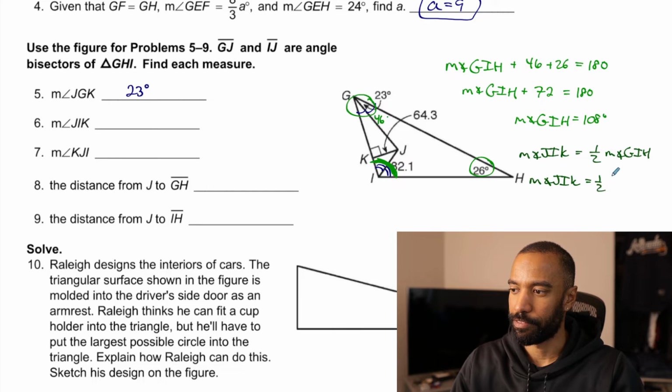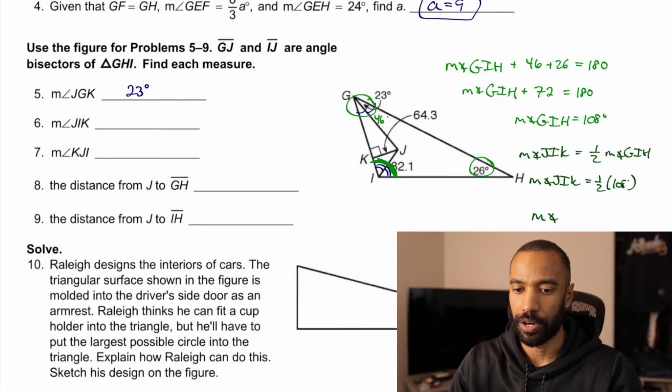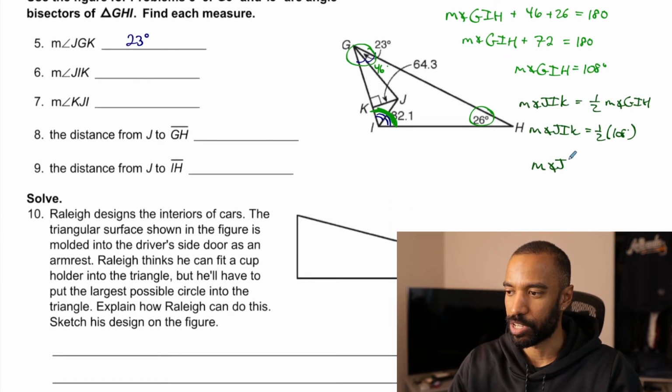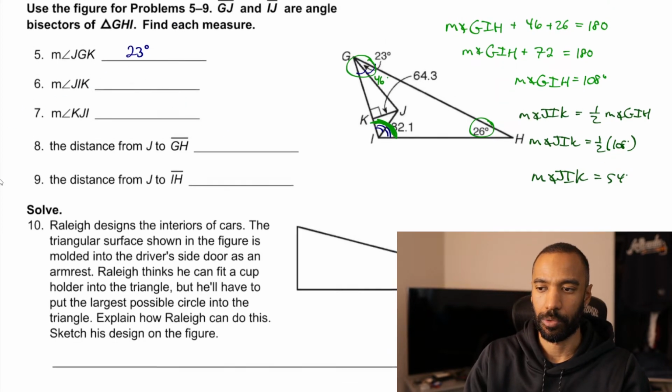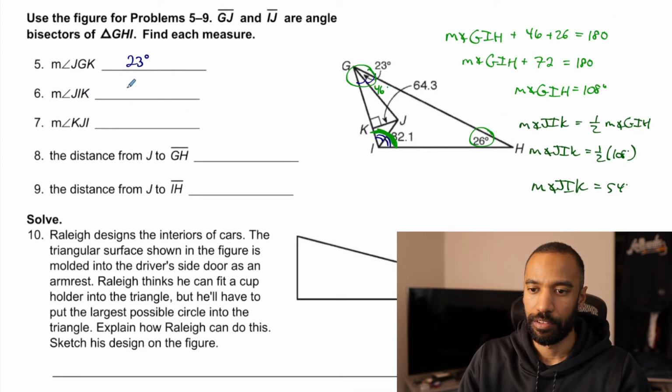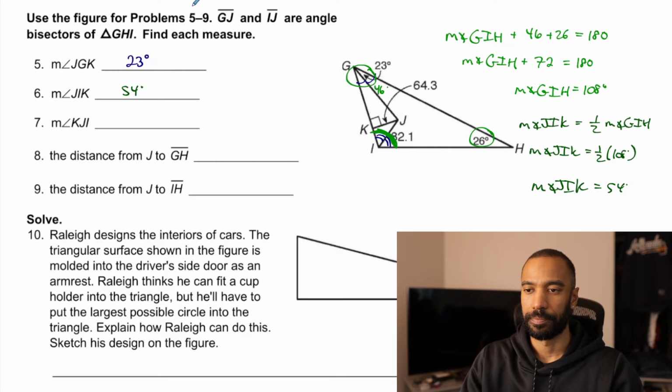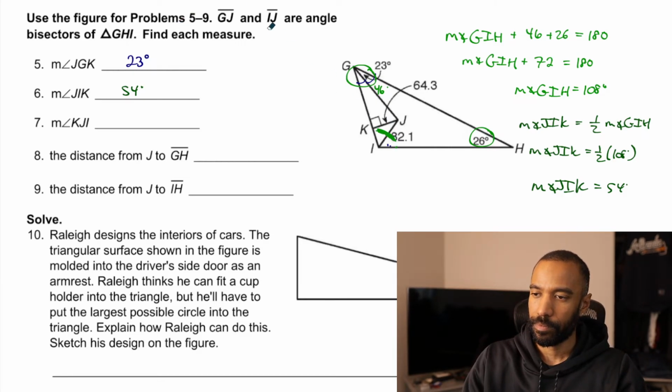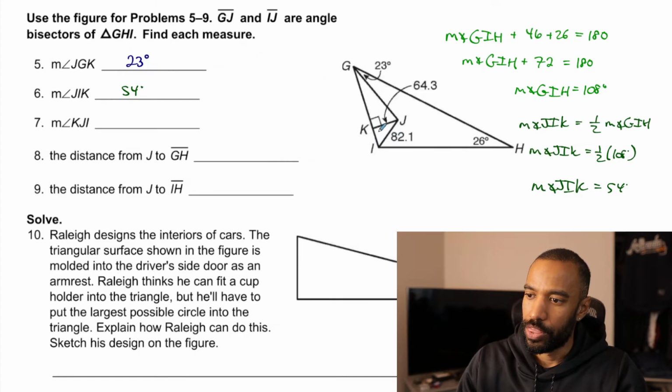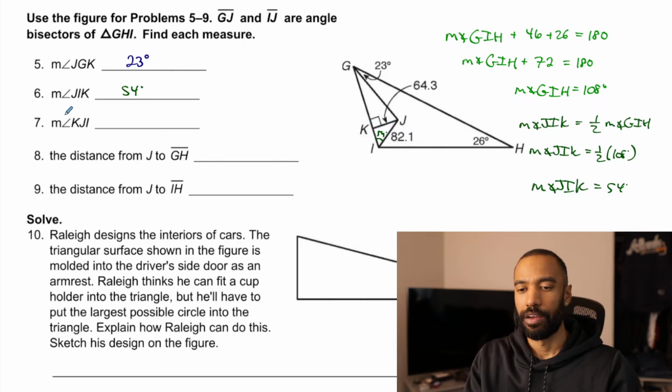So that's 1/2 of 108 degrees, which is, I don't know if you can see it or not. I can't see myself in my own picture thing, that's why. Which is 54 degrees. That was a lot of work for that. So 54 degrees right there. So that is this guy. Okay. Find the measure of angle KJI.